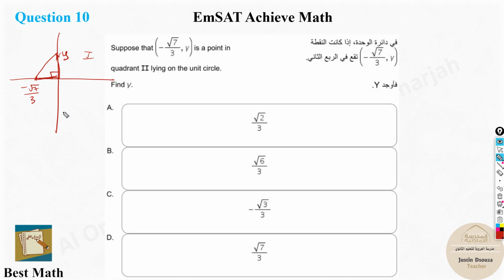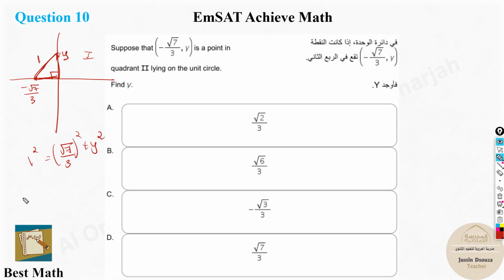Now, what is this dimension? We have this value. What is this radius? That is going to be 1 because it's a unit circle. And what is this? This is y, unknown. So now what I would do is use the Pythagoras theorem. Because they mentioned unit circle, we can directly use the Pythagoras theorem. That would be 1 squared equals, don't put this negative because we are just using the dimension, the whole square plus y squared.